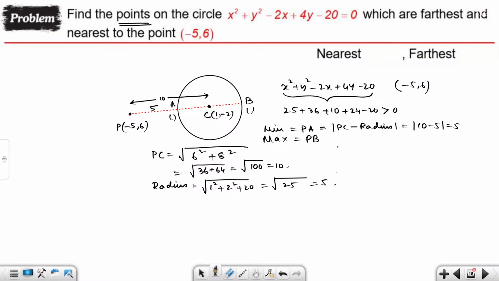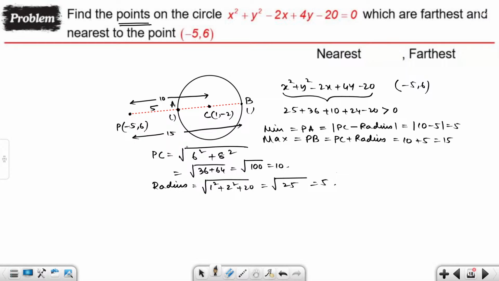And what is the maximum distance? Maximum distance is PB, which is nothing but PC plus radius. So PC is 10 and radius is 5, that gives us 15. So this distance is 15. Okay, but we don't need this. What we need is basically the coordinates of point A and B.